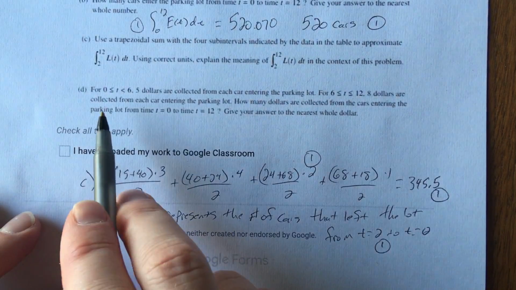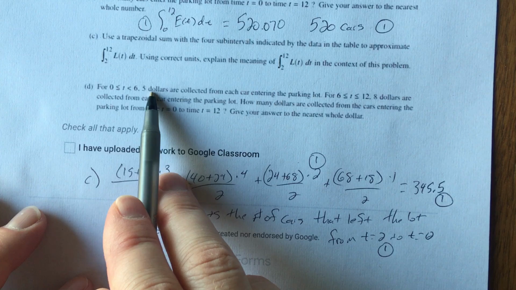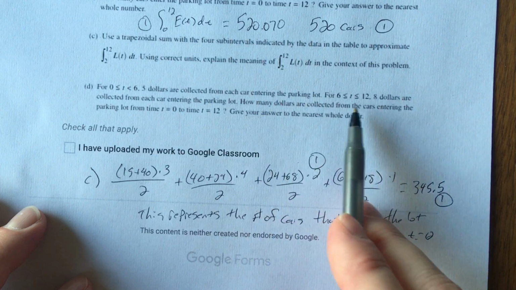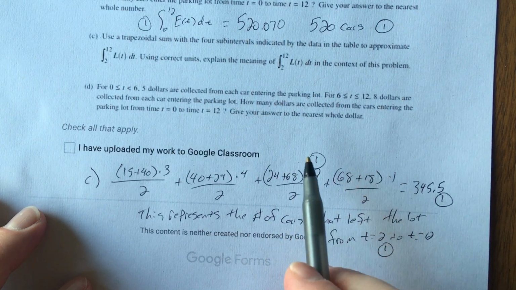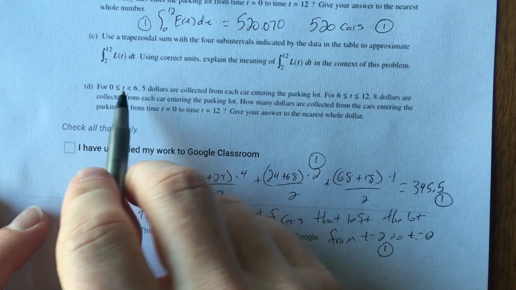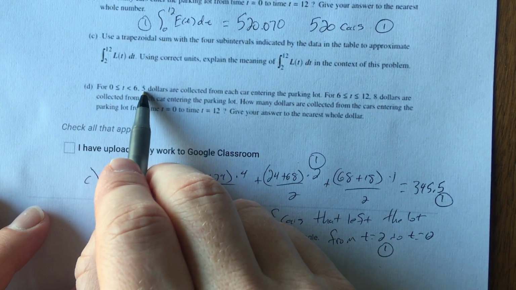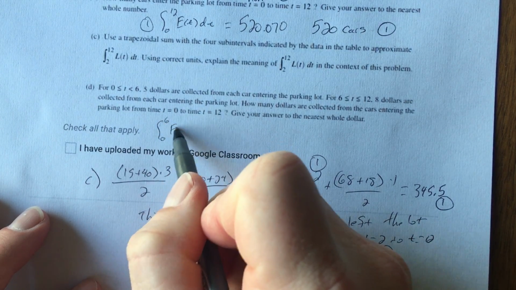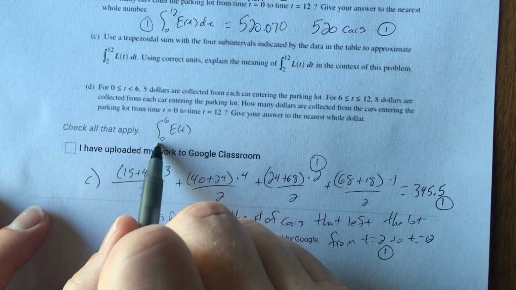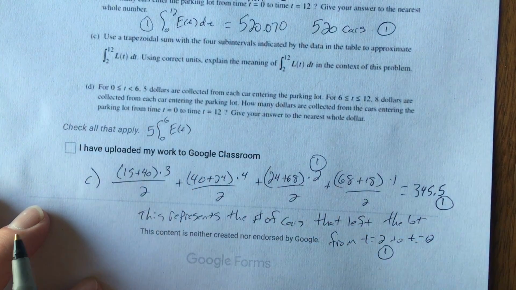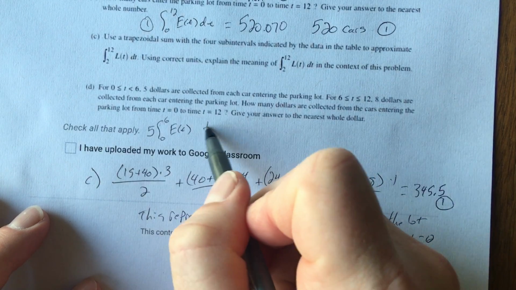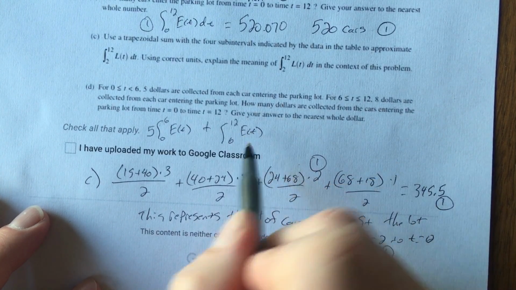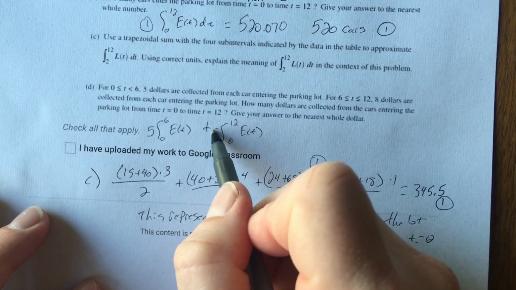So, last question says from 0 to 6 they collected $5 for every car that came into the lot, and from 6 to 12 they collected $8. They want to know how much money did they get all together to the nearest whole dollar. So if we're getting $5 for every car that comes in from 0 to 6, what we're going to do is figure out how many cars came from 0 to 6, and that's the integral of E of t from 0 to 6. And we're going to multiply all of those cars by $5. And then we'll figure out how many cars came from 6 to 12, and we'll multiply those by the $8.